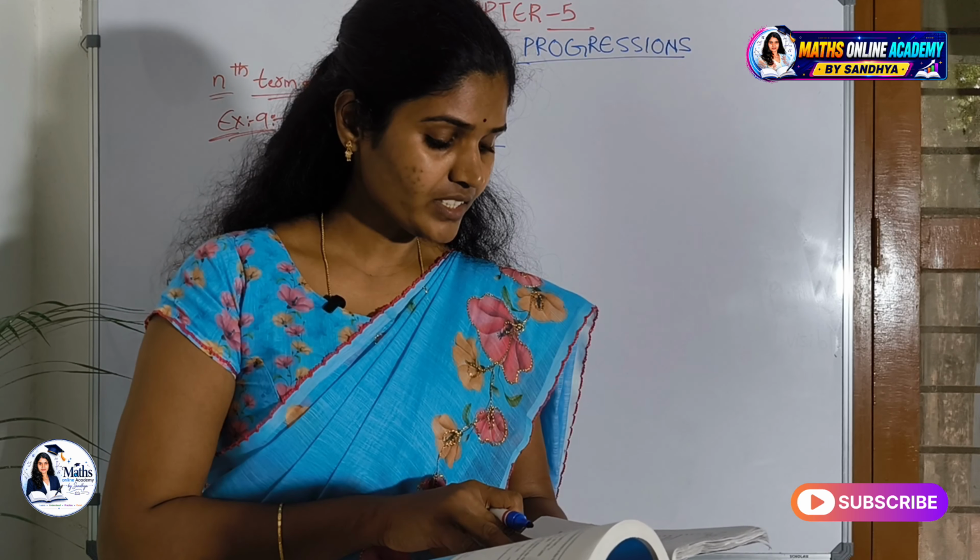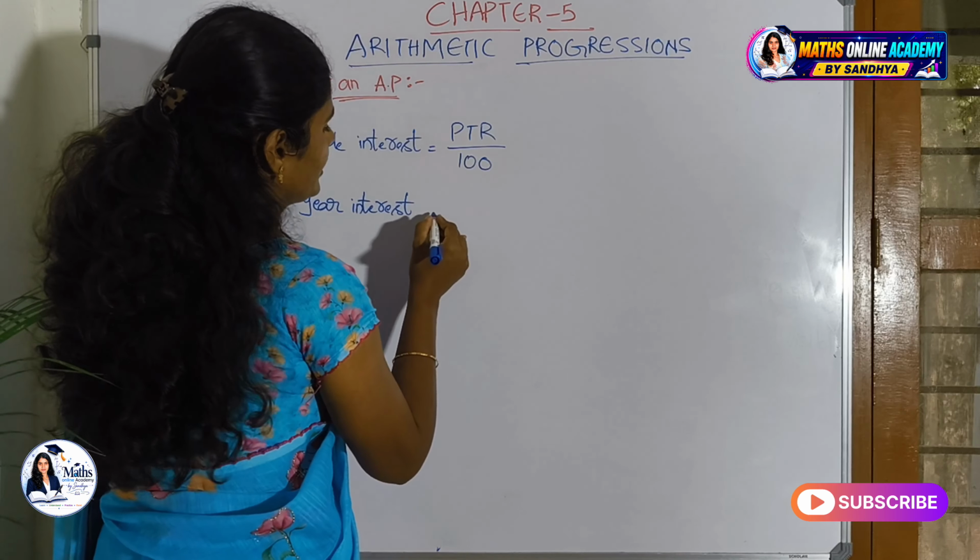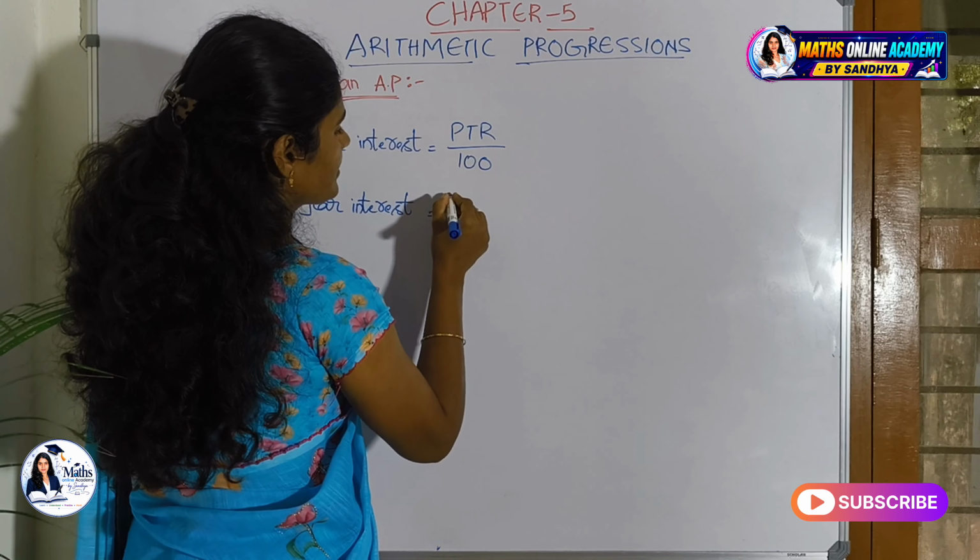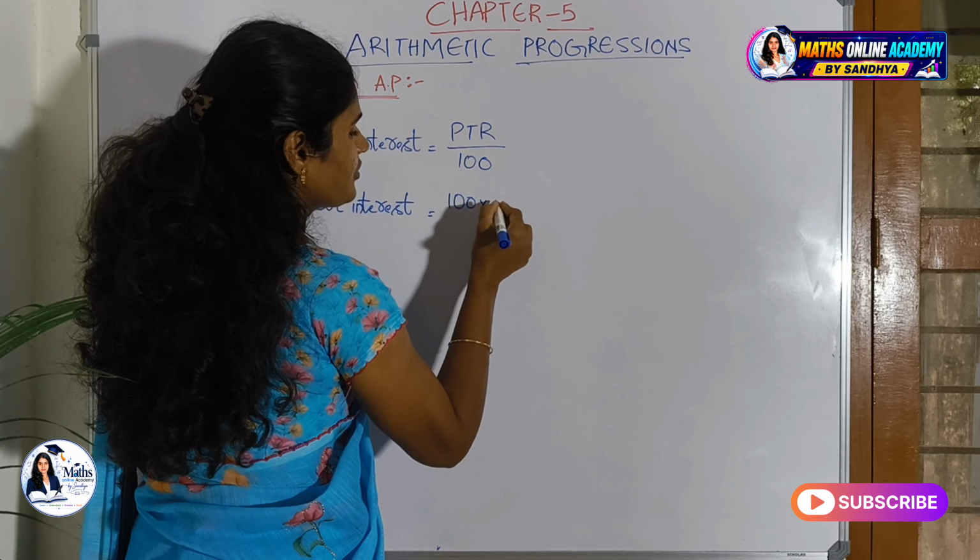So, first year interest equals simple interest. Here the principal is 1000, and what is the time? 1 year. Rate is 8 by 100. So 80. First year simple interest is 80.